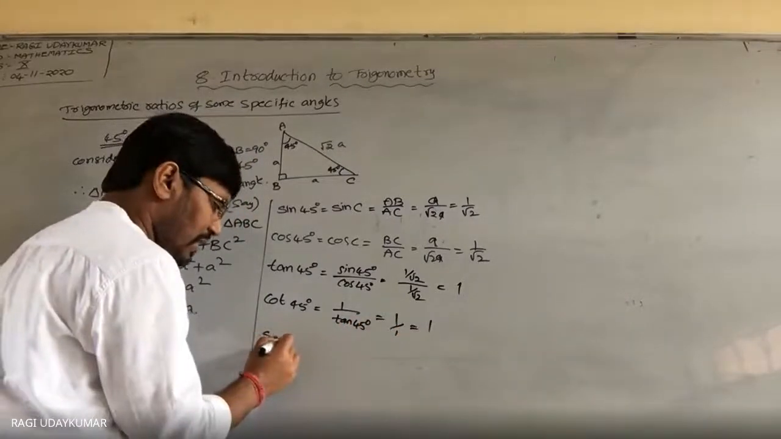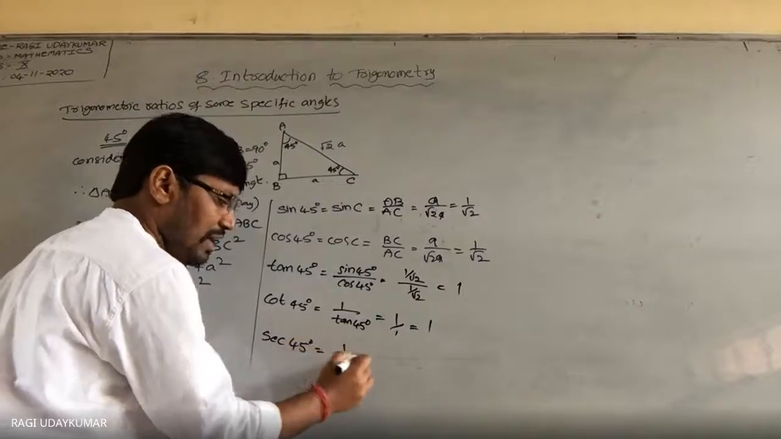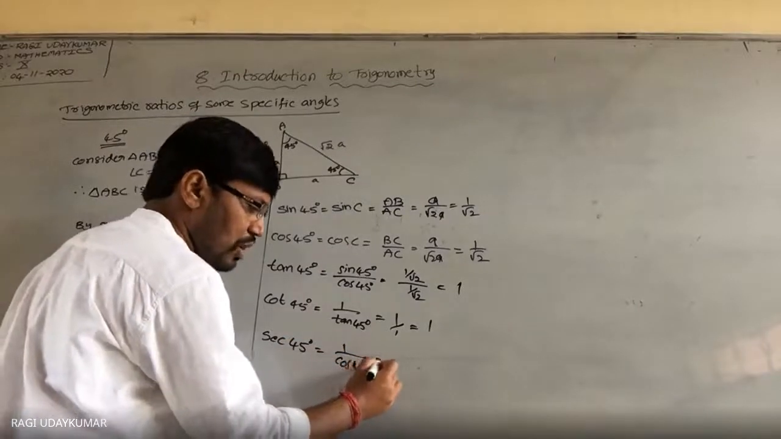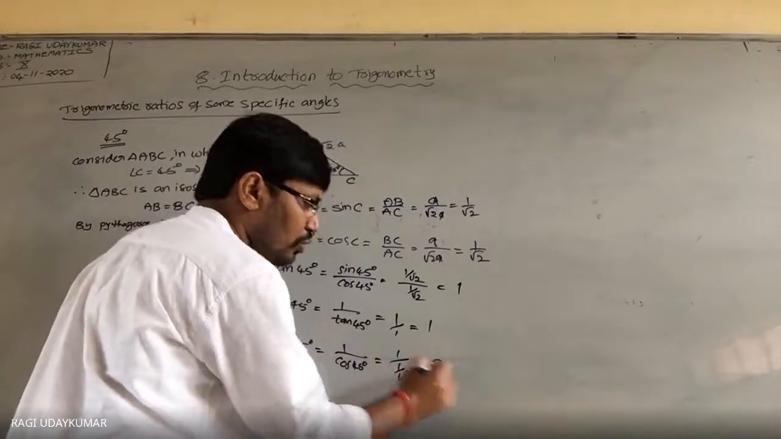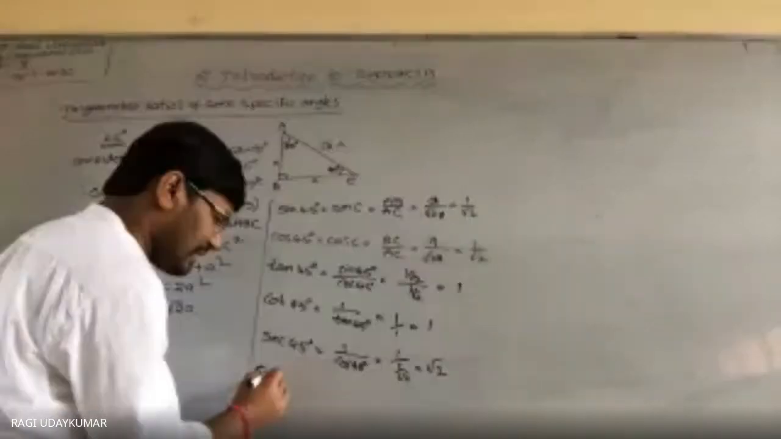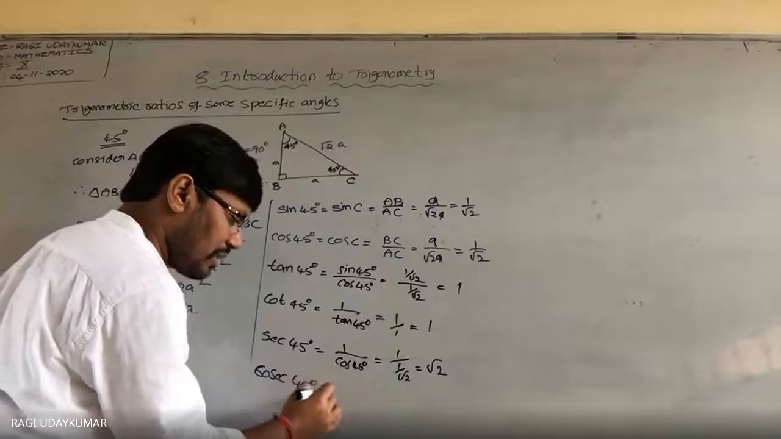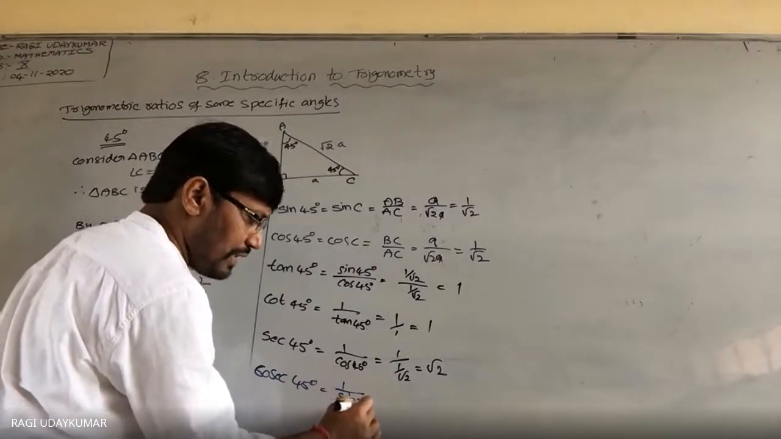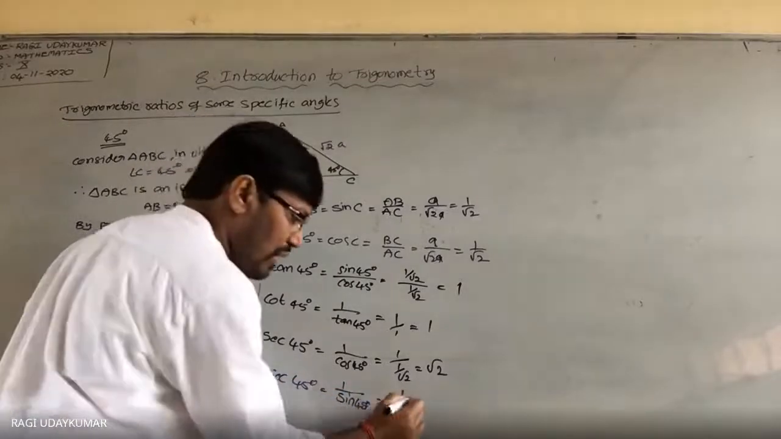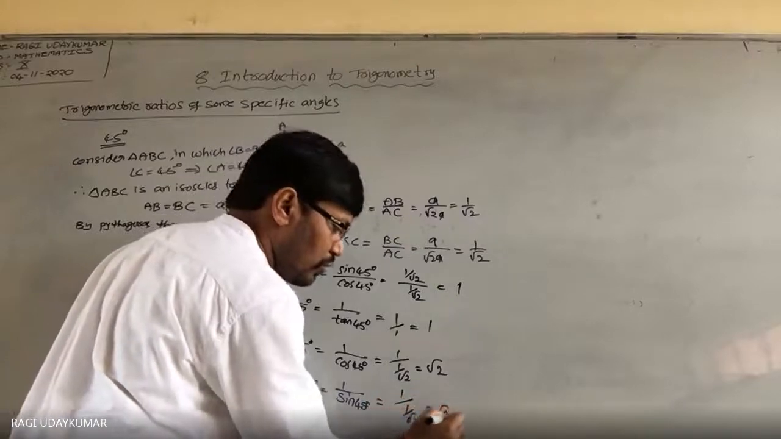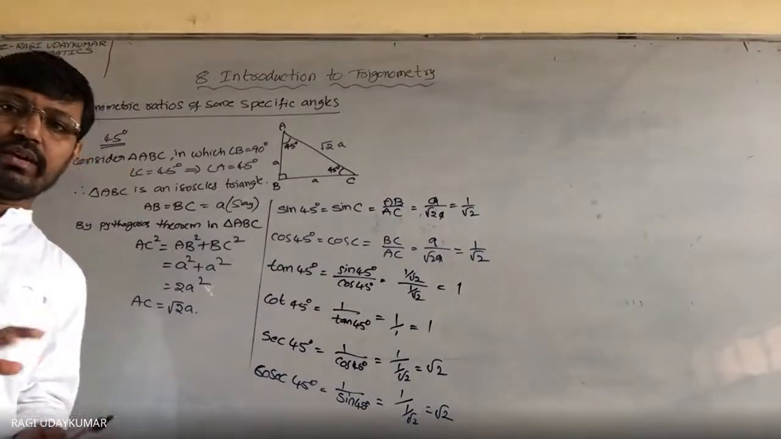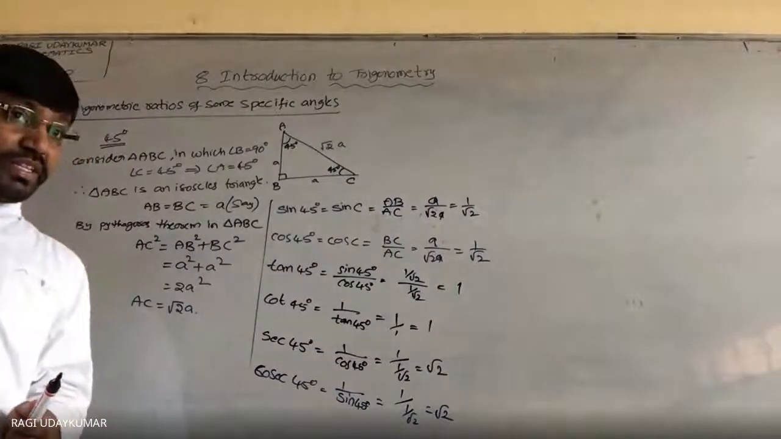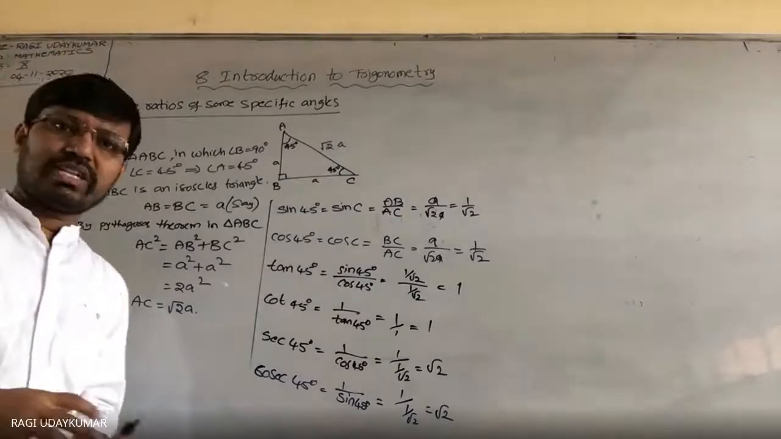In the same way, secant 45 degrees is nothing but 1 by cos 45 degrees, so 1 by 1 by root 2, which is equal to root 2. Cosecant 45 degrees is nothing but 1 by sin 45 degrees, which is equal to 1 by 1 by root 2, which is equal to root 2. So these are all the trigonometric ratios of the 45 degrees angle. Did you understand this one?